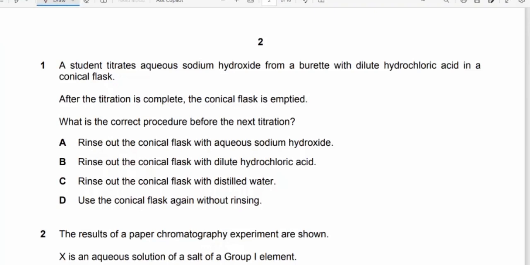Rinse out the conical flask with the distilled water. Yes, this is absolutely right, because distilled water has pH 7, so it seems correct. Use the conical flask again without rinsing. No, we can't use it, so this is not correct. This is also not correct. This is the correct answer. This is also not correct.